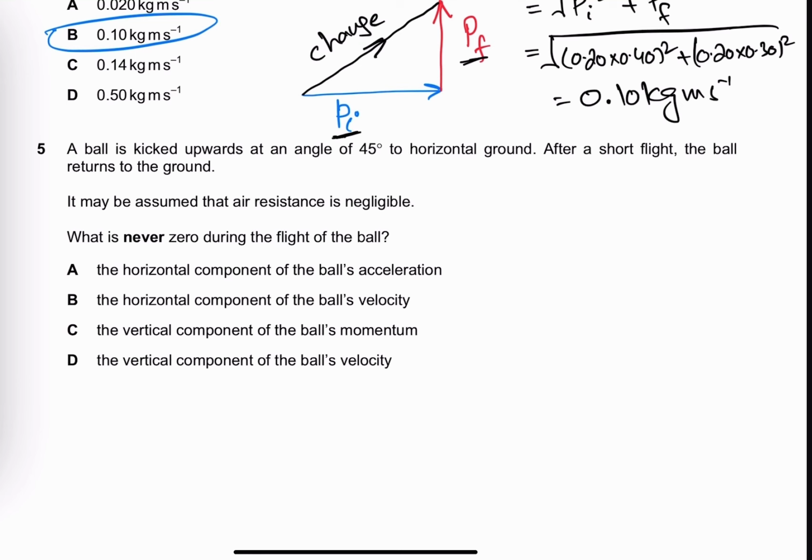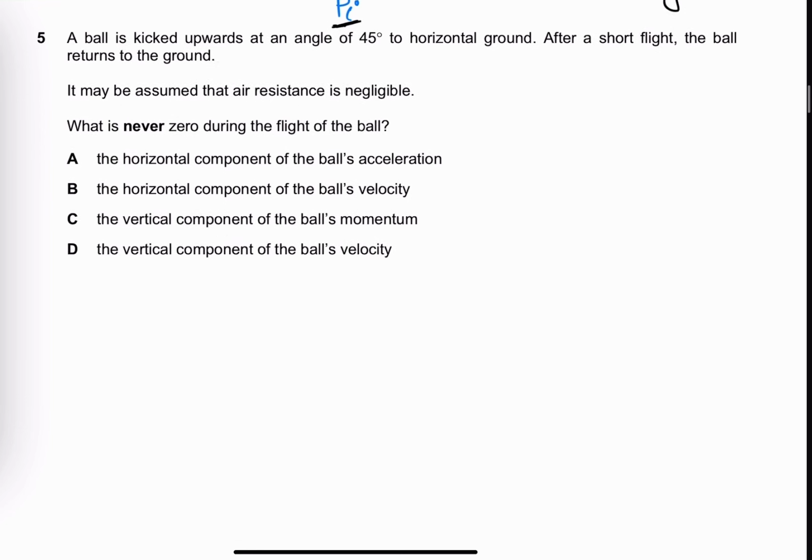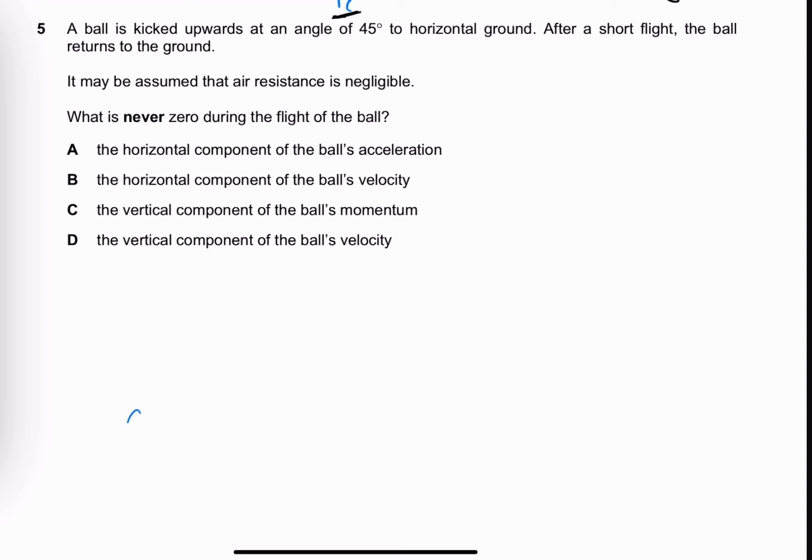It may be assumed the air resistance is negligible, but is never zero during the flight of the ball. Okay, so let's consider a projectile motion. Let's suppose the ball was initially at this point, and this is, let's suppose, ground, and the ball will move like this, and it will land at some particular point.